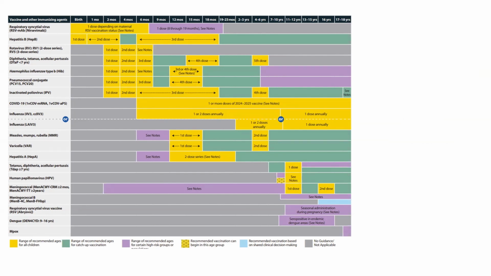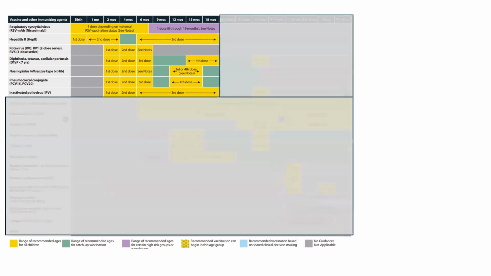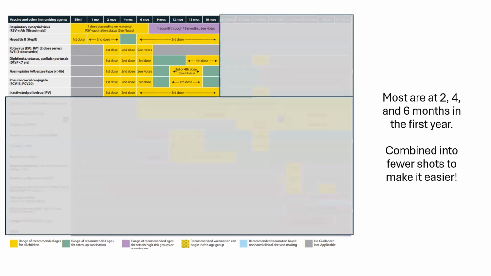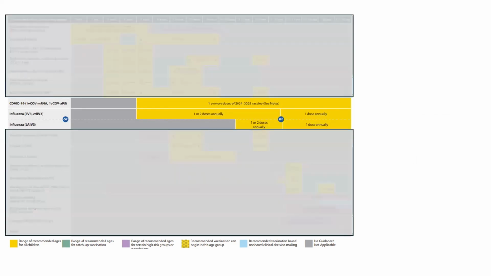So zooming in on the first year or so of life, most vaccines are actually given at 2 months, 4 months, and 6 months. And these are often combined into fewer shots to make it easier. So you can often combine 5 components or more into one vial so that the infants are not having as unpleasant of an experience.